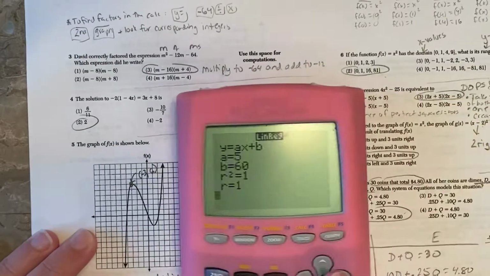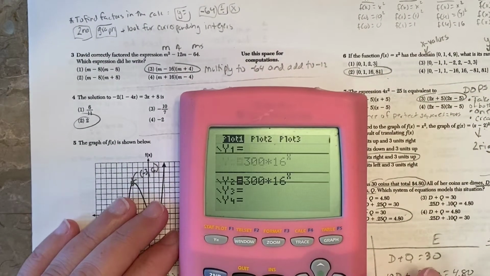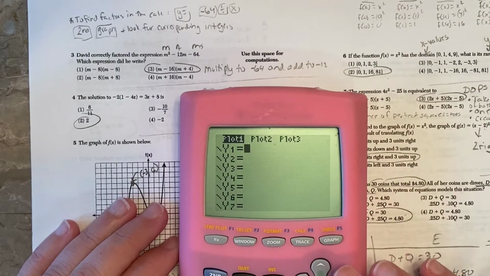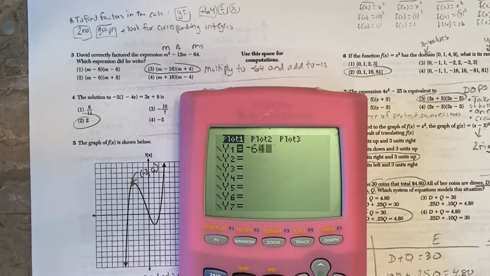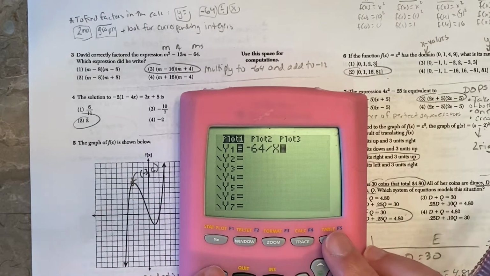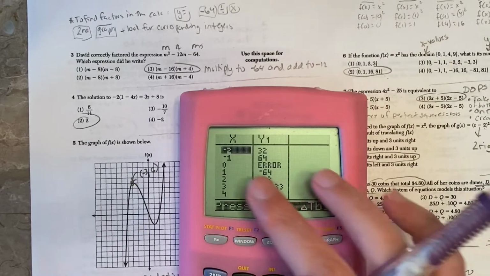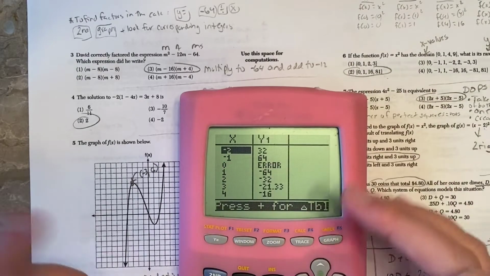Remember, I did teach you that trick that you could do. Y equals, okay, let's clear all this out. If you do 64, or in this case, negative 64, divided by x, and you go to the table, so second graph, any numbers introduced next to each other would be your factors.